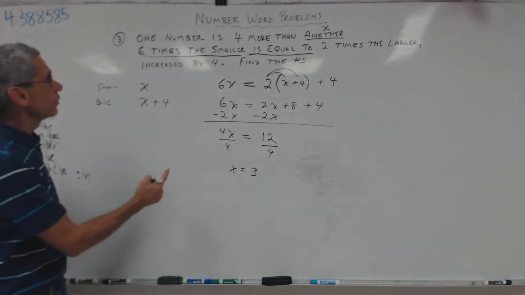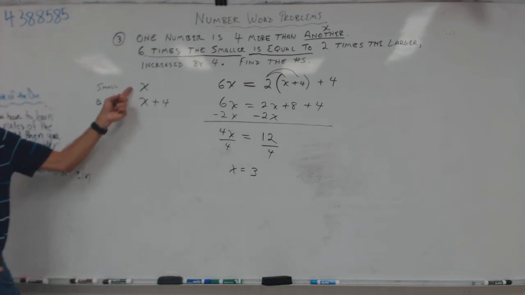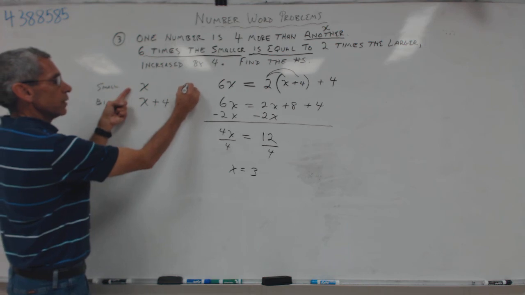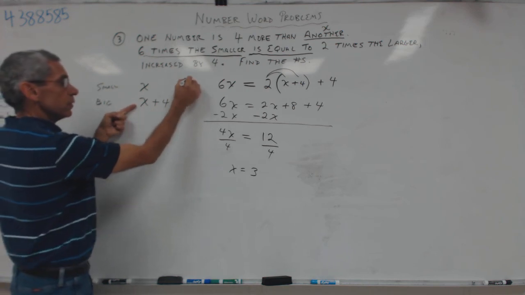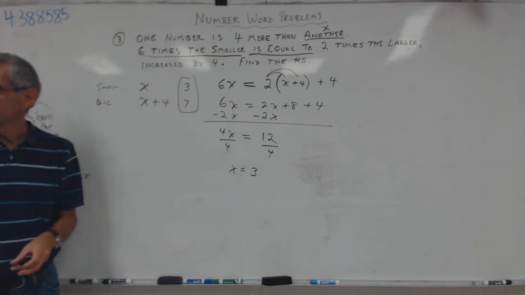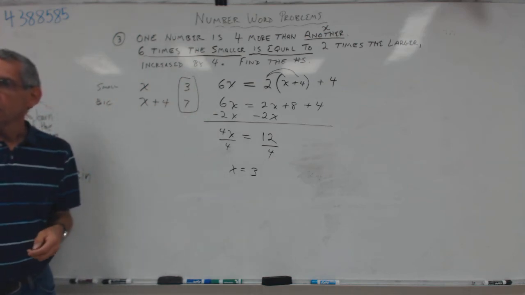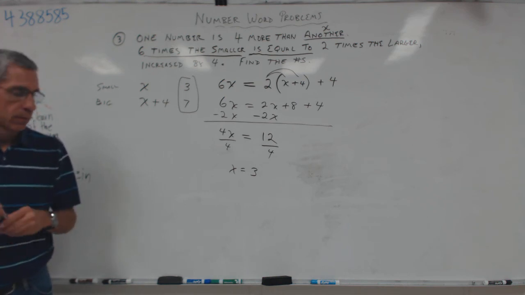Okay? So now I go back to my 2 original numbers. The first number is 3. The second number is 3 plus 4, which is 7. So then I'd write my numbers are 3 and 7. Okay? Very logical.